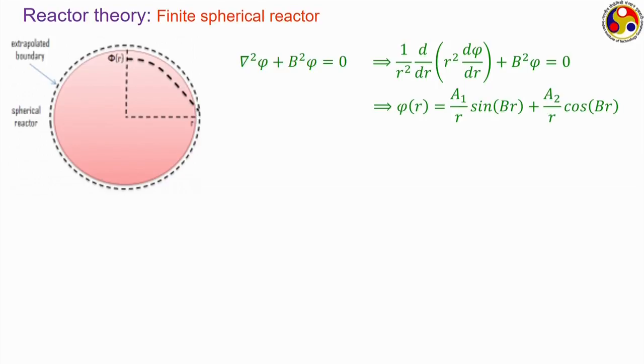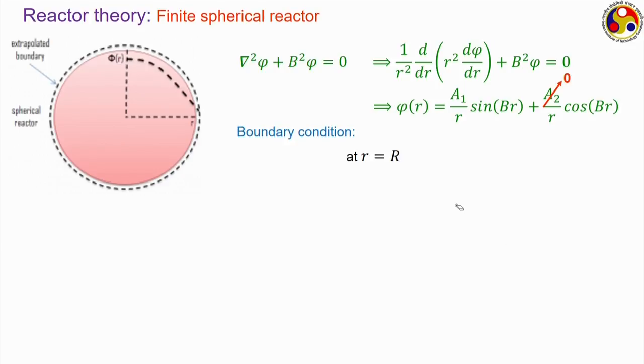If we focus on this term, r equal to 0 gives a 0 by 0 kind of form, which is completely impracticable. The only realistic solution that we can get from this set of equations is when A2 goes to 0. A2 has to go to 0, otherwise the neutron flux becomes infinite at the center line. So, we are now left with only a single coefficient, A1, which we will find very shortly.